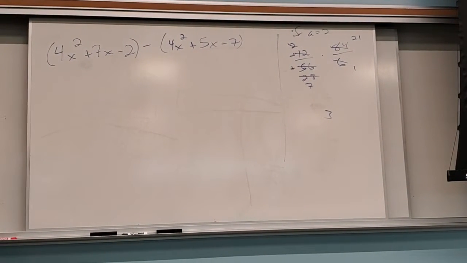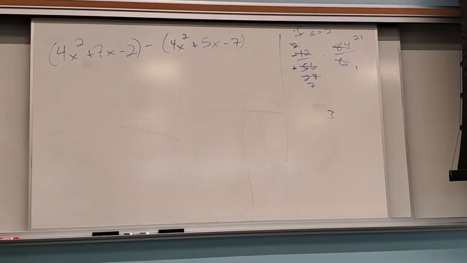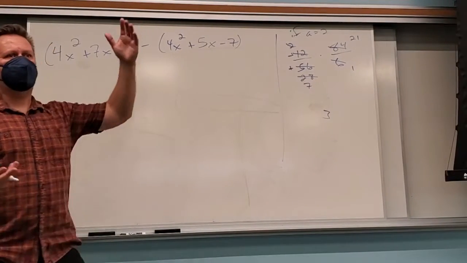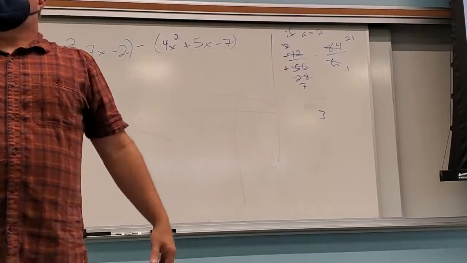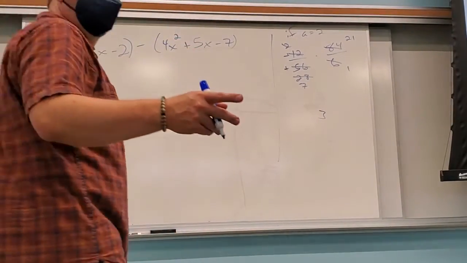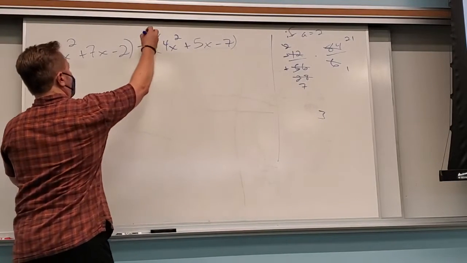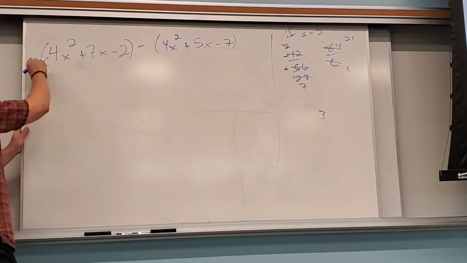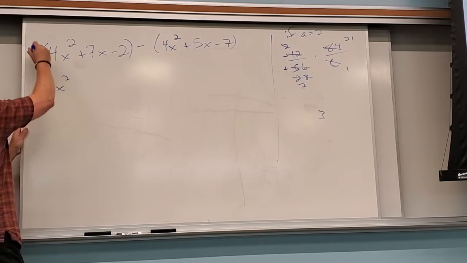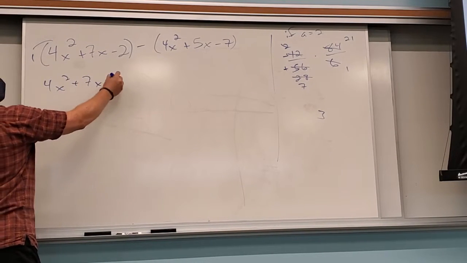The main mistake I see people make is they start to FOIL this out. Is this a foiling problem at all? Why not? Because the operation is subtraction, not multiplication, right? So what do you do? Distribute the negative, right? What's in front of these? A positive 1. So I can take these parentheses, distribute the 1, and nothing changes.